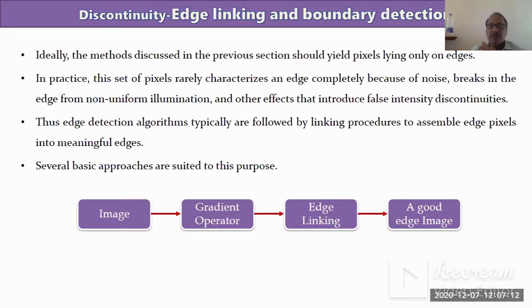Edge detection algorithms typically follow a linking process to assemble the edge, and then we can use the detection of the edge. So first we have to clear the edge: we remove the noise and the breaks from the edge. That means we have to link the edge and then go to the edge detection algorithm. So these are the steps. First the edge, then we can use different gradient operations. Due to that we can link the edges, a good edge image will be obtained, and then we can use the edge detection algorithm.